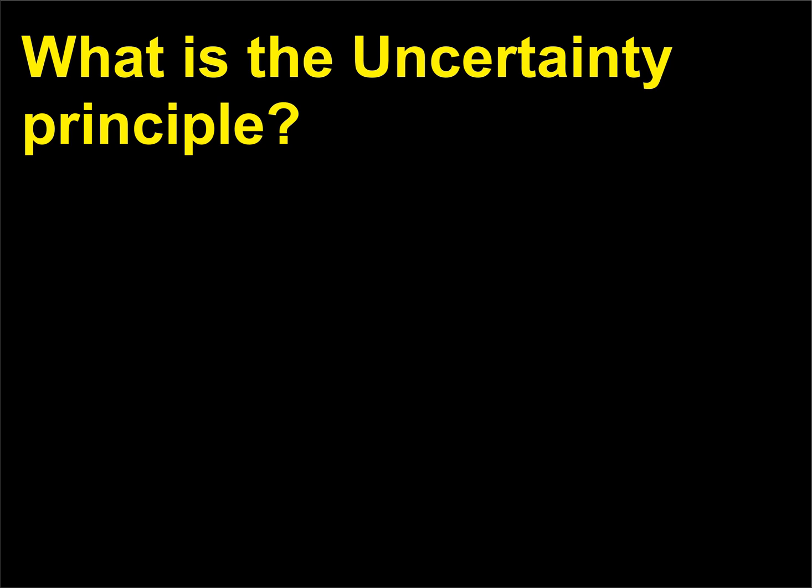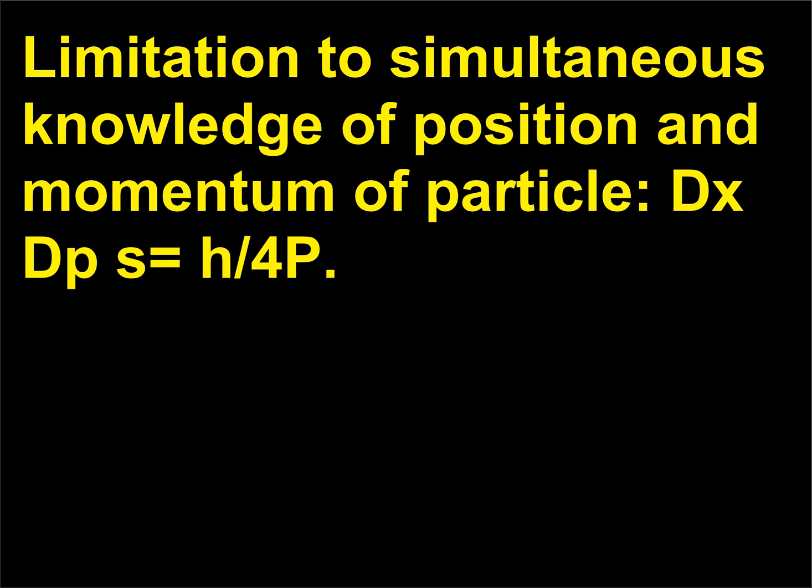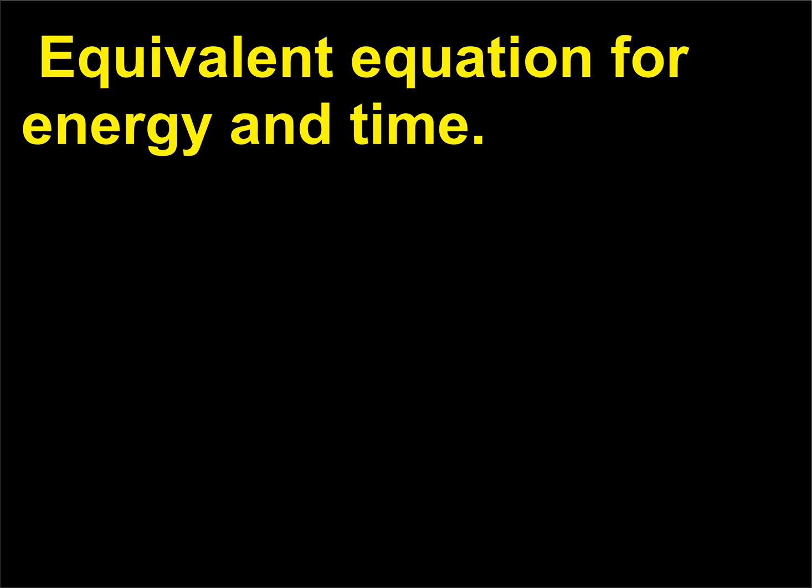What is the uncertainty principle? Limitation to simultaneous knowledge of position and momentum of a particle, delta x delta p equals h/4π. Equivalent equation for energy and time.